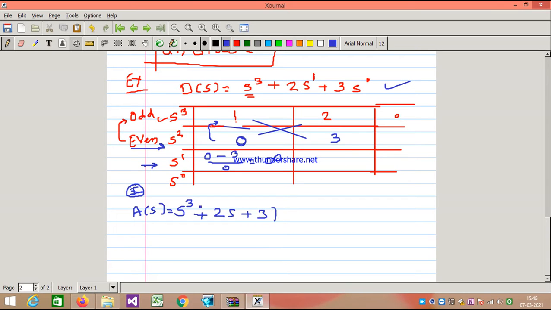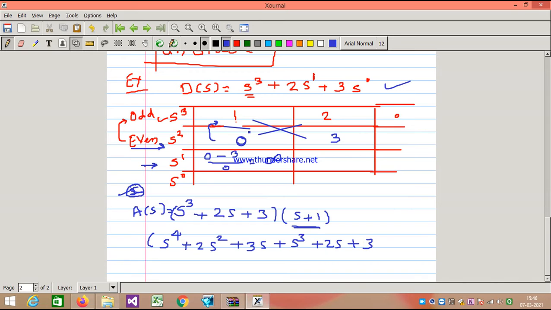Just always take a multiplication by s plus 1. If case 1 occurs, that is, if in the whole row only a single 0 appears, then we always use a multiplication by s plus 1, right? So what is the multiplication? When we multiply with s, it becomes s raised to 4 plus 2s square plus 3s, and when we multiply with 1, it becomes s cube plus 2s plus 3.